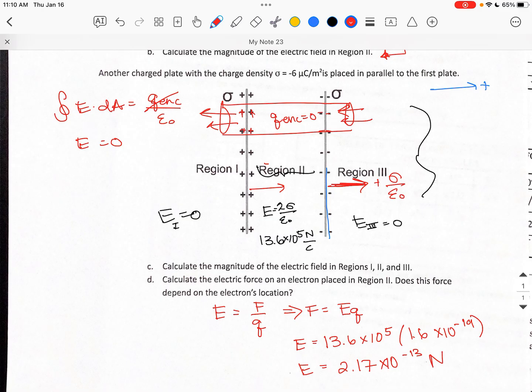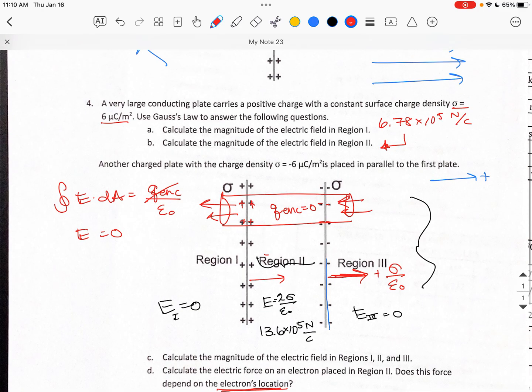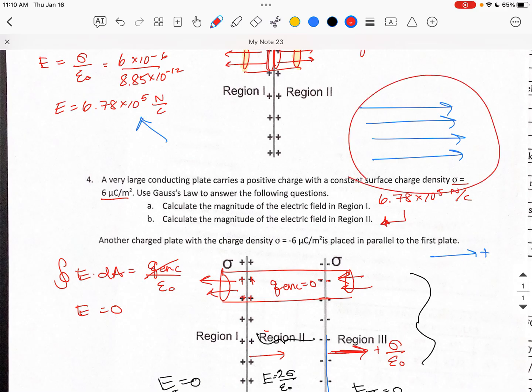And again, does it depend on the electron's location? No, because we established uniform electric field for charged plates. Distance does not matter in these scenarios.